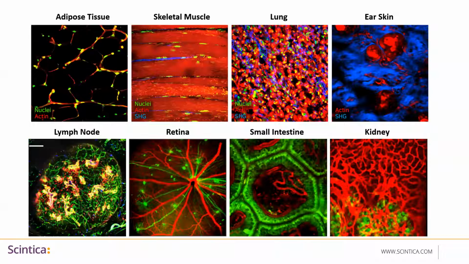Now I want to end today's demo presentation with this beautiful slide, which shows you how we are capable of imaging almost every organ or tissue that you can imagine in an animal's body. So you can look here at the adipose tissue, skeletal muscle, lung, ear, skin that we already showed you, lymph nodes, retina, small intestine, kidney, and so many others.